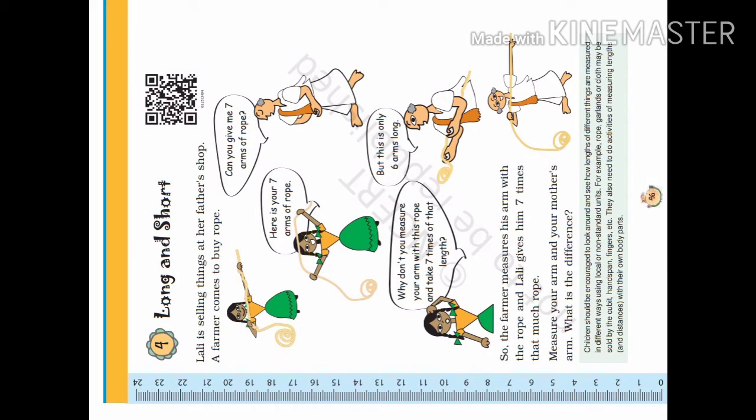We can see from this story also, when the farmer asked Lali to give 7 arms of rope, Lali measured 7 times from her arm. But then when the farmer took it and measured it from his arm, it was less. Why? Because the farmer's arm is longer than Lali's arm. So now when the farmer measured from his own arm, he took more rope, more extra rope, right? So if that's the thing, Lali will be at great loss, and the farmer will be at gain. He will get longer rope, right?